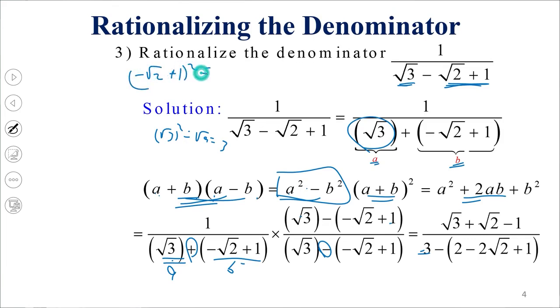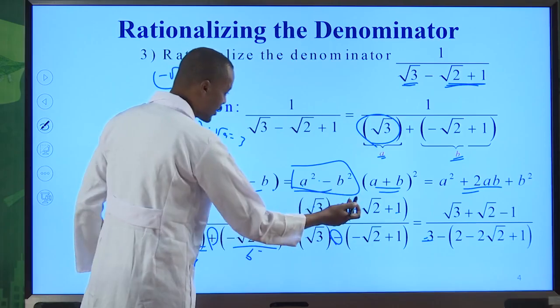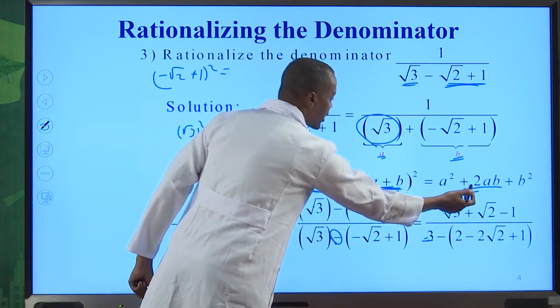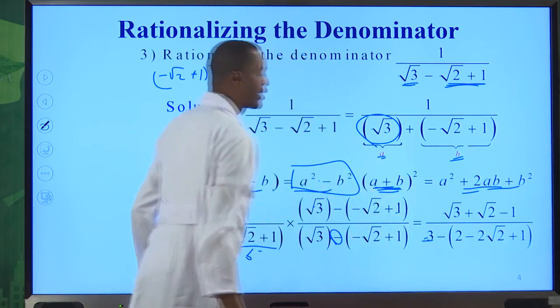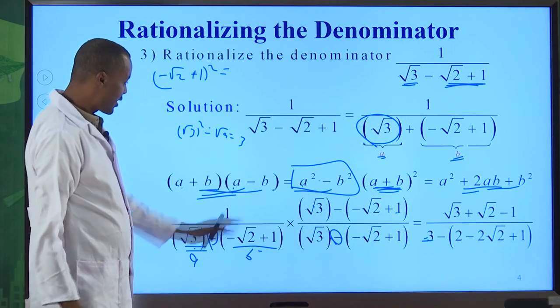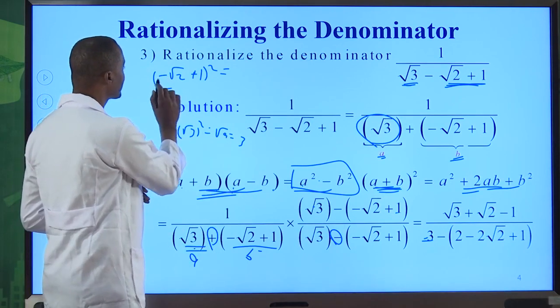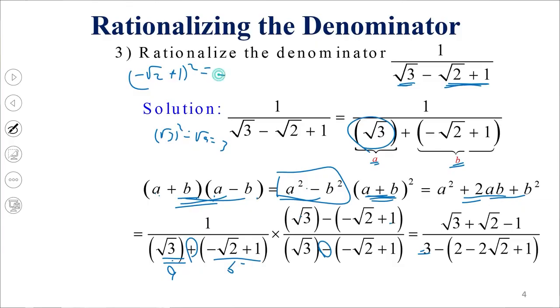The b term is minus root 2 plus 1, the whole squared, which will be squared in this way, a plus b the whole squared, which is a squared plus 2ab plus b squared. So in order to be in line with the formula that we have in hand, this is minus root 2 squared plus 2 times minus root 2 times 1 plus the last term squared, that is 1 squared.